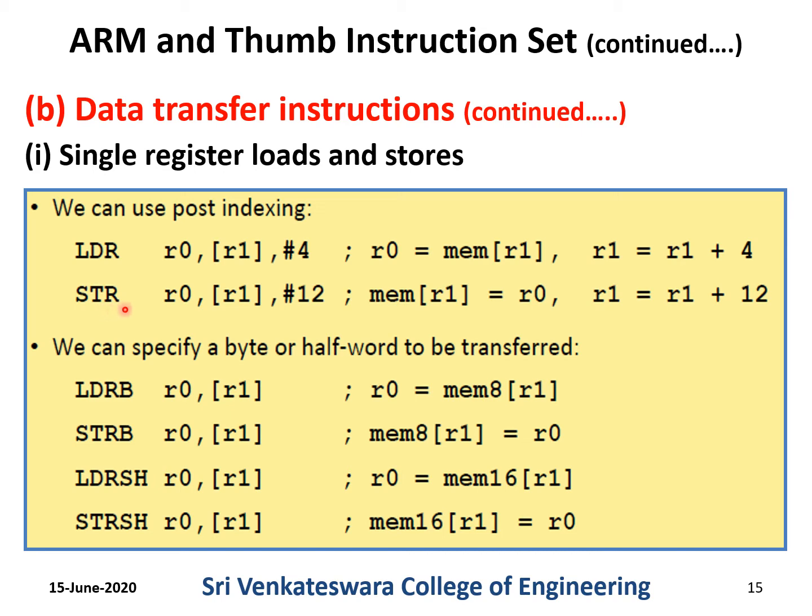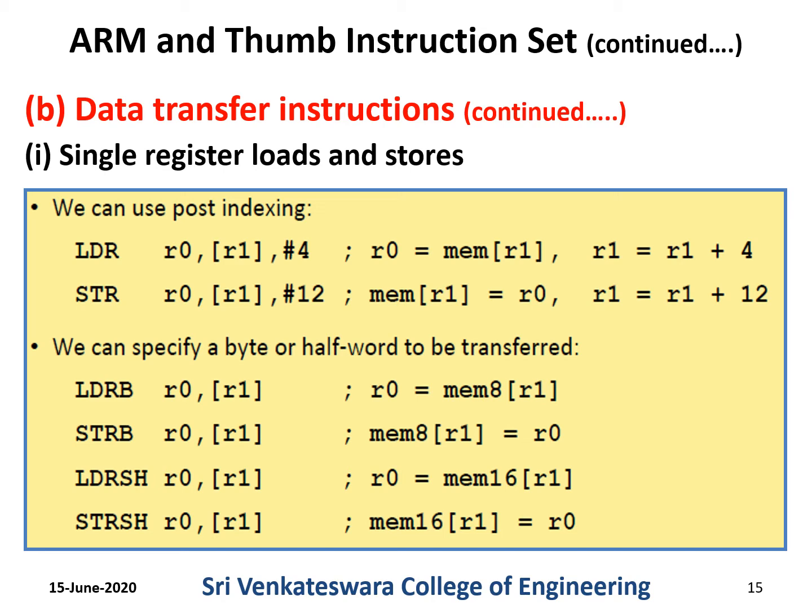Similarly, in the STR instruction, the data present in the register R0 will be stored into the memory location pointed to by R1, and after that the content of register R1 is incremented by 12. So next time if the same instruction is executed, it will be storing the content of R0 into a location which is now R1 plus 12.